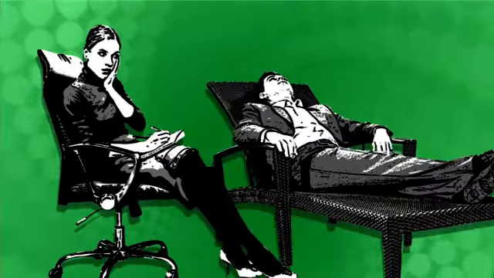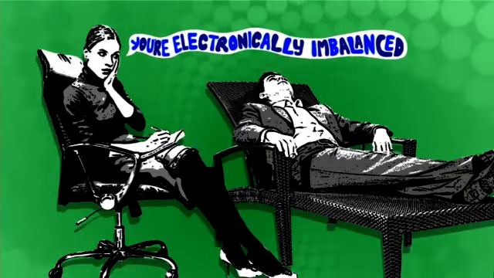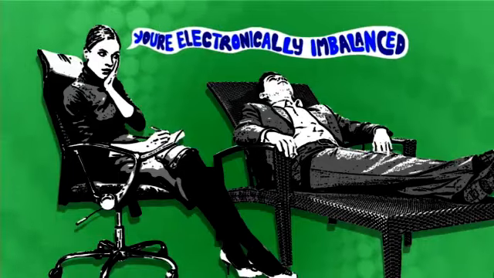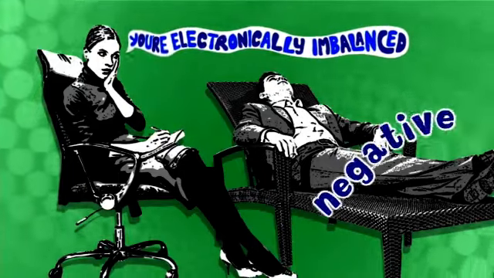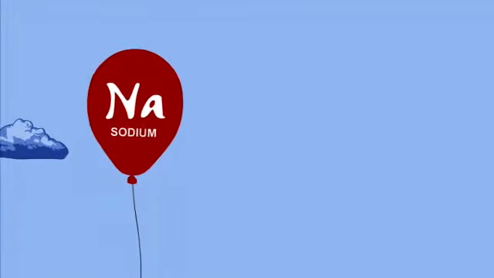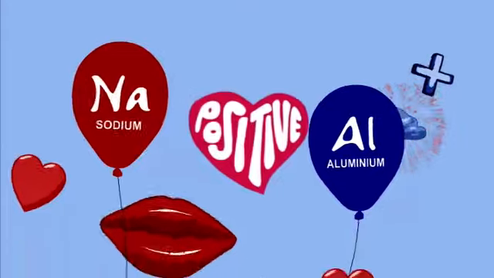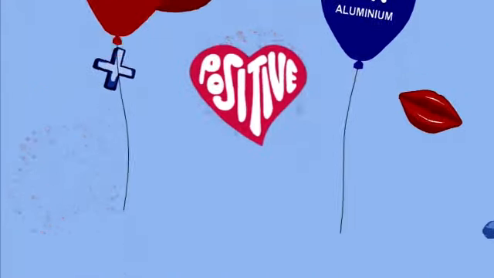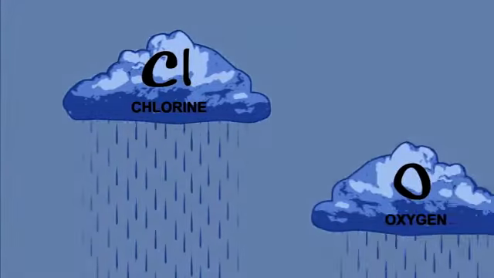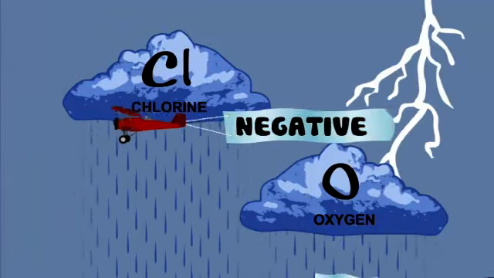In atoms, there are equal numbers of protons and electrons, but in ions there is now an imbalance. This gives them an overall electric charge. Some are negative, others are positive. Metal atoms such as sodium and aluminium lose electrons and become positively charged ions. Non-metal atoms like chlorine and oxygen gain extra electrons and become negatively charged ions.